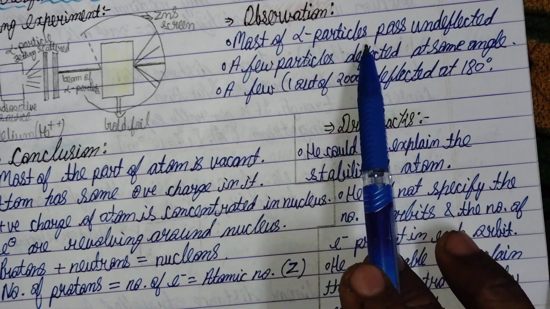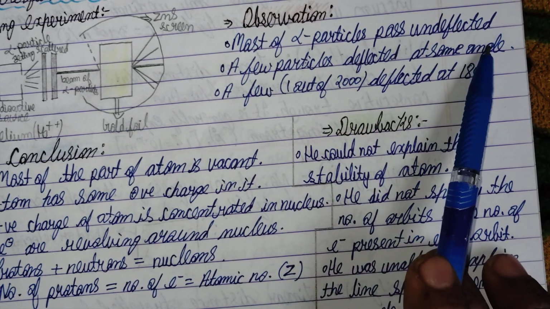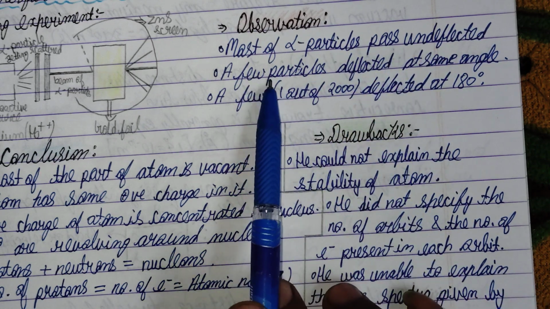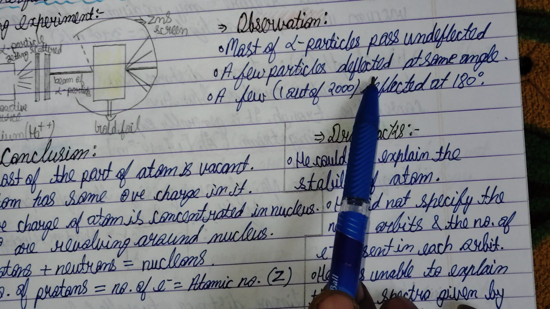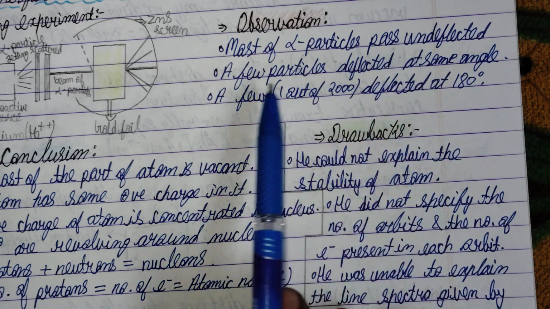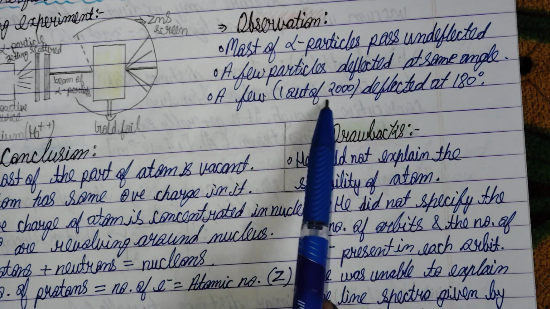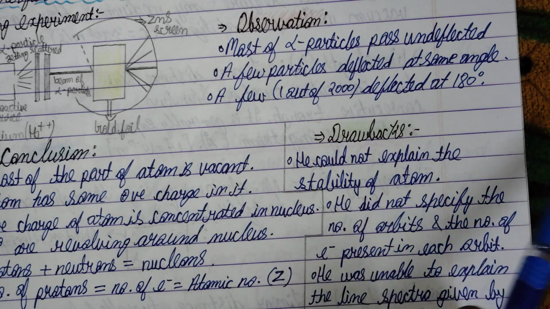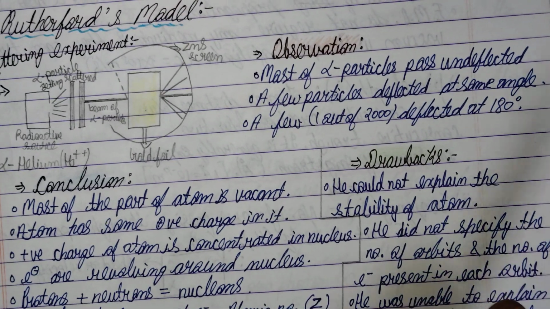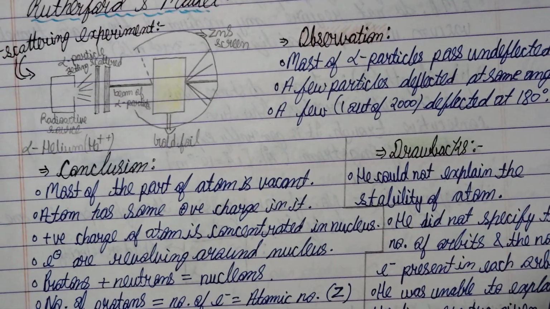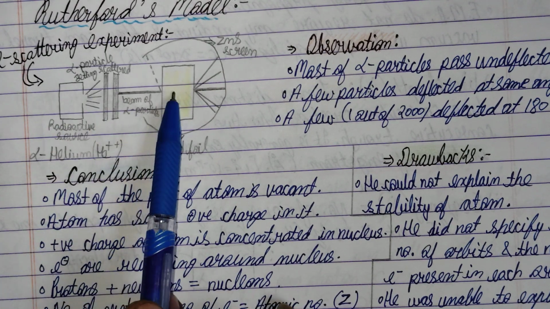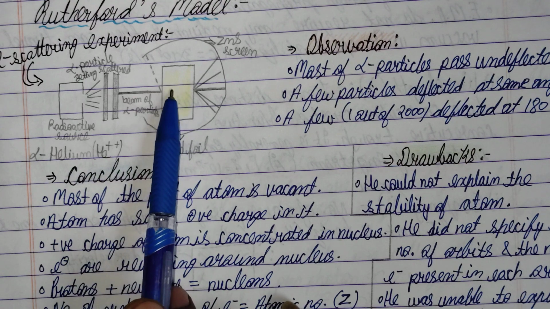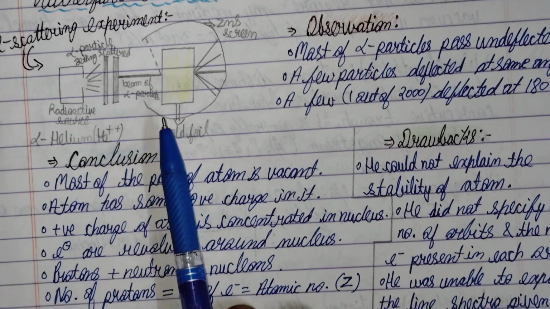Observation: most of the alpha particles pass through undeflected. It means most of the alpha particles go straight. Next, a few alpha particles are deflected at some angle. Third, 1 out of 2000 is deflected at 180 degrees. It means the alpha particle goes to the gold foil, collides, and returns back along the same path.